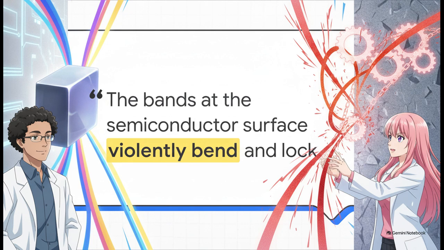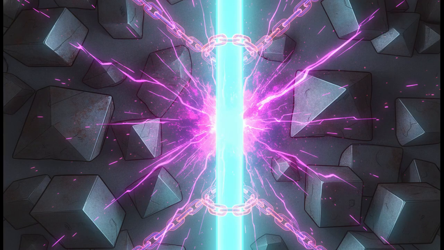When you try connecting certain metals to a semiconductor, you would logically expect the energy bands to shift cleanly, to align with the metal's specific work function. But sometimes, the physical interface completely overpowers the bulk properties of the material. The bands of the semiconductor surface violently bend and just lock into a fixed position. We call this anomaly Fermi-level pinning. You can relentlessly change out the metal you're using, artificially increasing its work function all you want, but that energy barrier absolutely refuses to move.